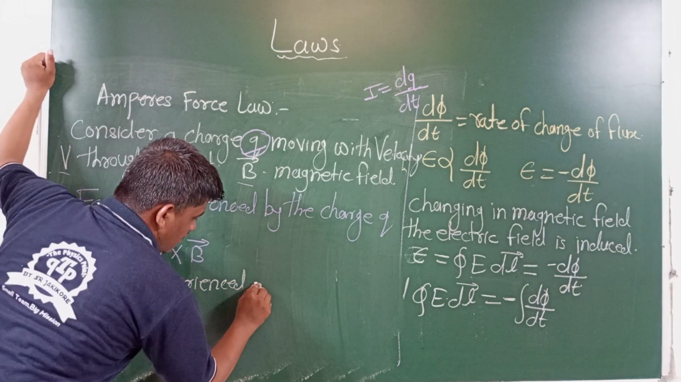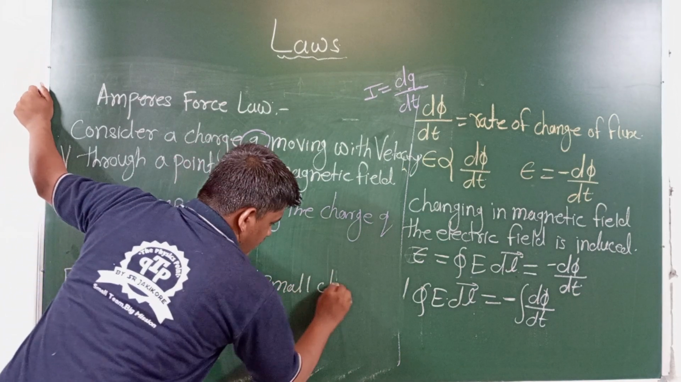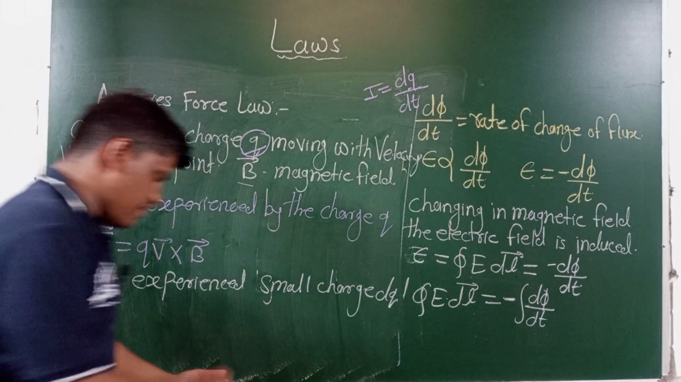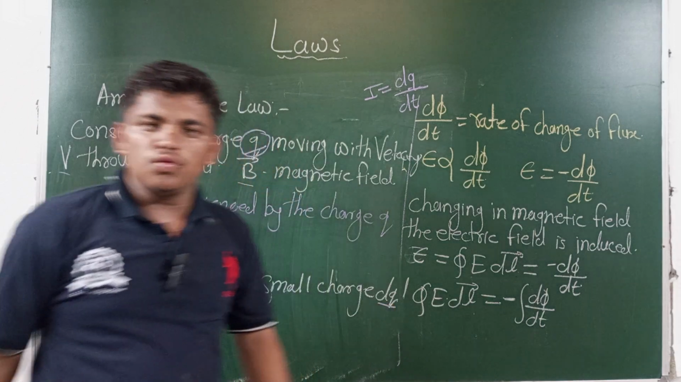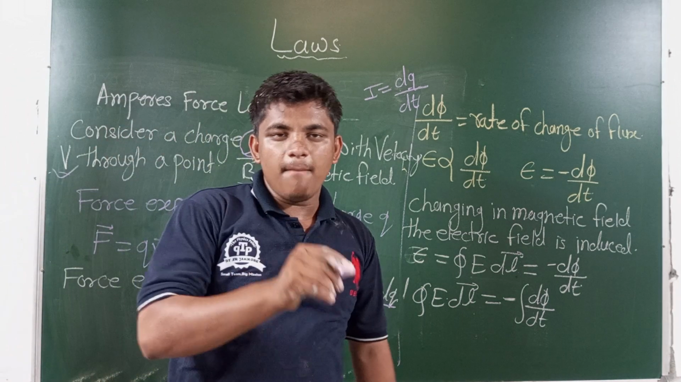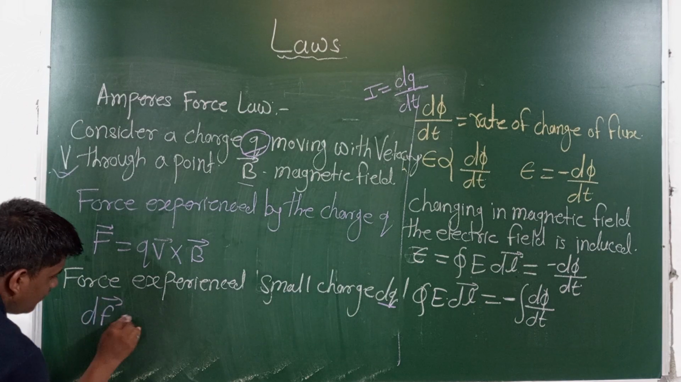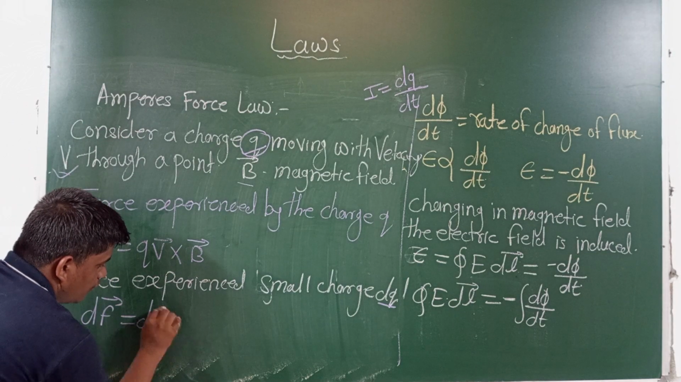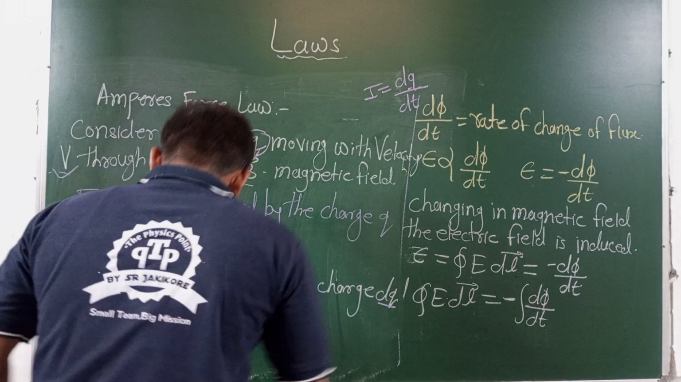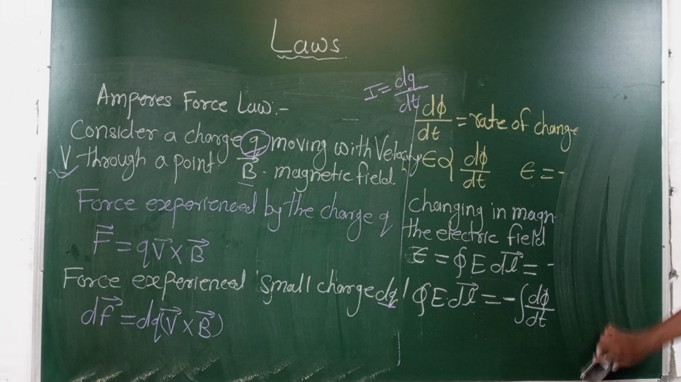The force experienced by a small charge, that is dq, or the small force experienced by the small charge dq, they are also moving with the same velocity v and produce the same magnetic field induction b bar. Then df bar is equal to dq into v bar cross b bar. Okay, and by using these equations, I is equal to dq by dt. Can you understand what I want to do here?